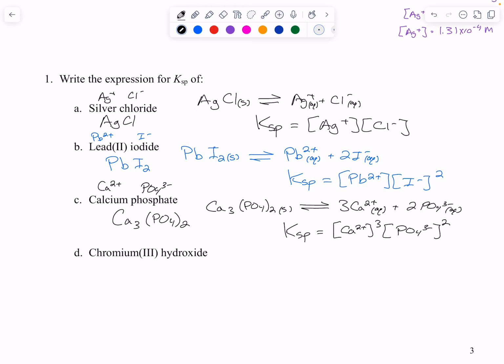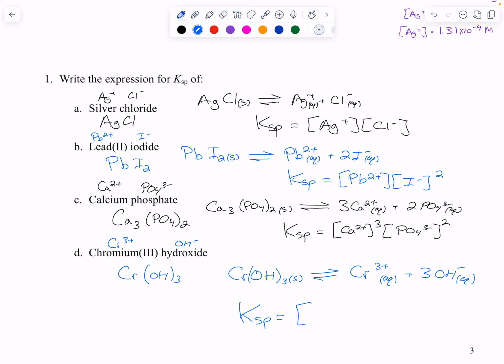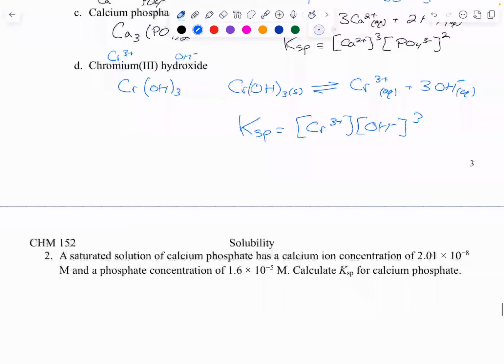All right. Finally, chromium 3 hydroxide, Cr3 plus, OH minus. So we have Cr(OH)3. So Cr(OH)3 solid, chromium 3 hydroxide. We're going to get chromium 3 plus and 3 hydroxides. That means Ksp is chromium 3 concentration and hydroxide concentration cubed. Oh, there we go. All right.